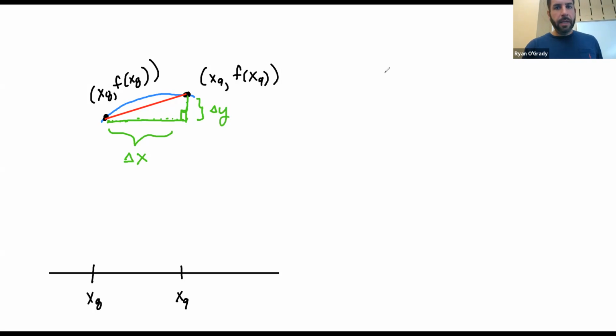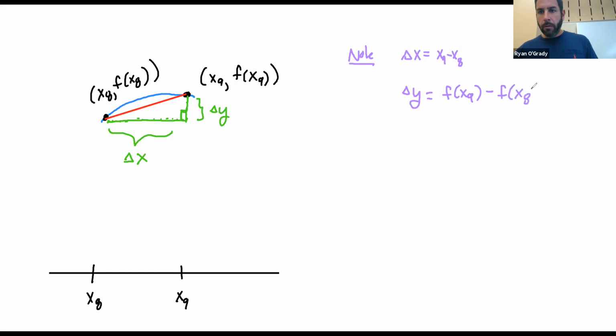So let's make sure everybody understands what these things are. So notice dx is equal to x sub 9 minus x sub 8. And what is dy? dy, by definition, the way I'm denoting it, is f evaluated at x sub 9 minus f evaluated at x sub 8. That's the distance between the top and bottom. So that might take a moment for us to come to grips with, but hopefully you will.